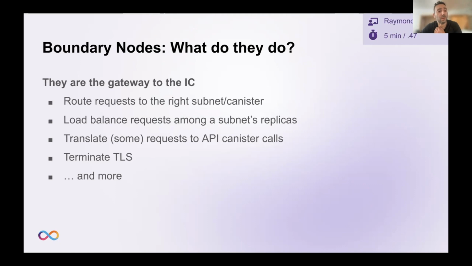So what are the boundary nodes? They're the gateway to the IC, like I said. When a user request lands on the boundary nodes, the boundary node will route it to the right canister and to the right replica. And other than routing requests, the boundary nodes will also do many things like terminate TLS. They'll load balance traffic across the replicas. They also provide some caching and rate limiting capabilities to protect the IC. Next slide.